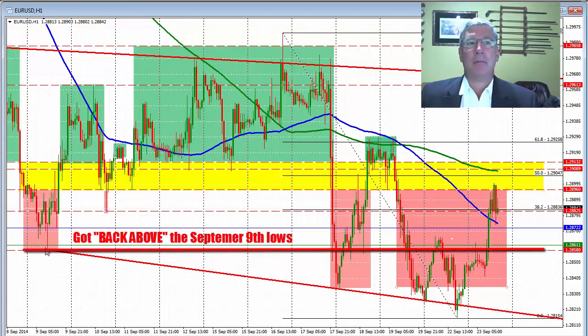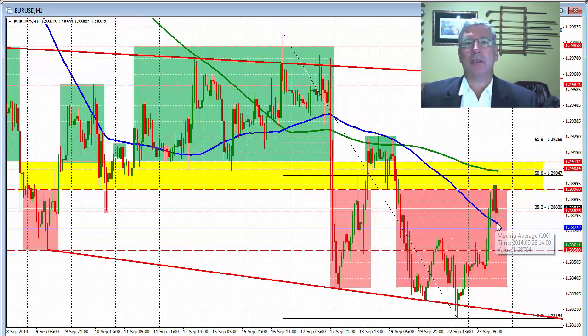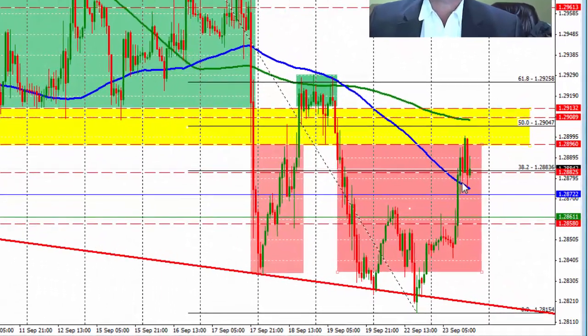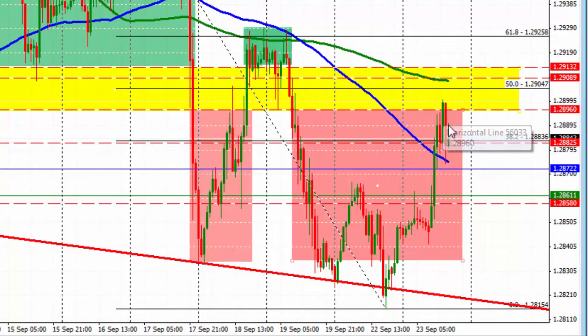We got back above the September 9th high here at the 58 level, and then moved above the 100-hour moving average. That's the blue line in this chart, and we've been able to keep our closes on an hourly basis above that moving average. We just came down and tested that level and bounced off of it. So the buyers seem to be lining up against that level in trading today.